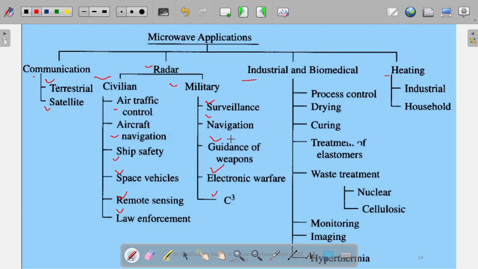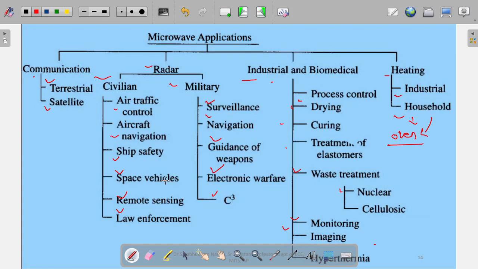Surveillance, navigation, guidance of weapons: now you see that missiles are being made. How does the missile get guided, or how does the base station track the missile? Based on this radar technology only. Industrial and biomedical: process control, drying, canning, treatment of elastomers, waste management, nuclear and cellulosic, monitoring, imaging, and hyperthermia. All these are different applications in industrial and biomedical. And then heating, industrial and household. In household, you have read about the oven, right? Microwave oven. That is the household application.